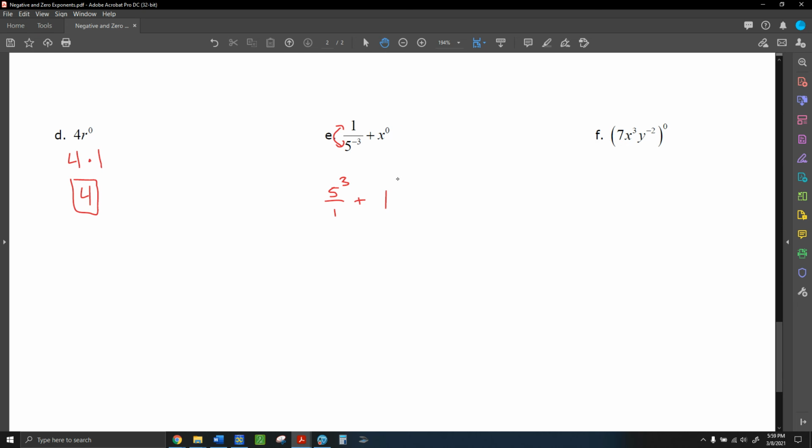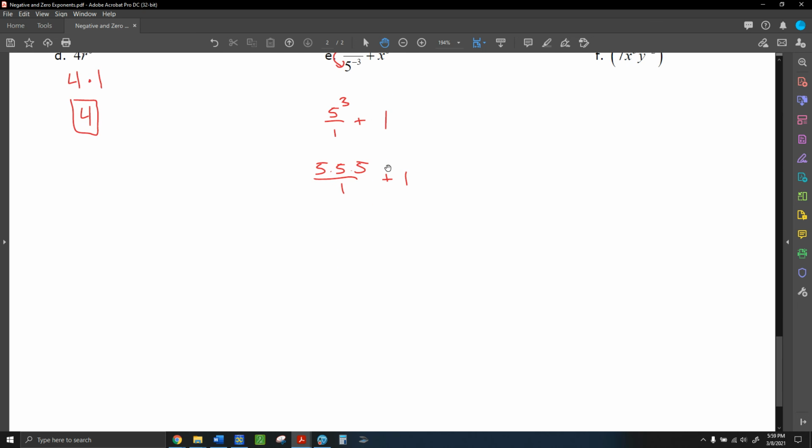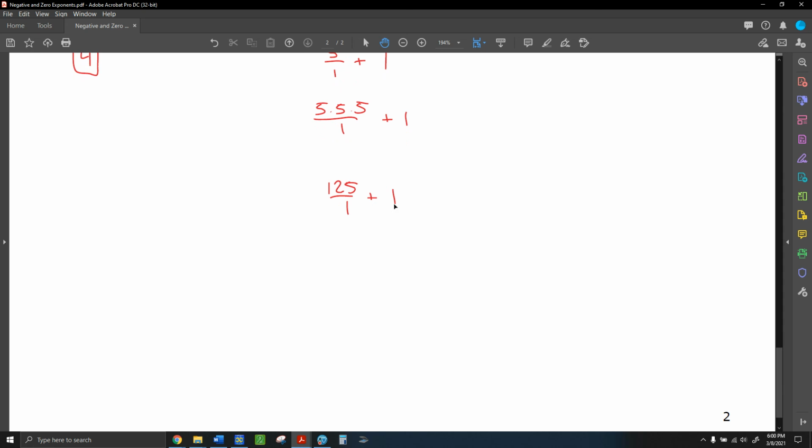5 to the third power is 5 times 5 times 5, all over 1. Plus 1. Well, 5 times 5 times 5. 5 times 5 is 25. Times 5 is 125. Over 1 plus 1. And 125 over 1, or anything over 1, is just itself. We have 125 plus 1, which we know is 126.